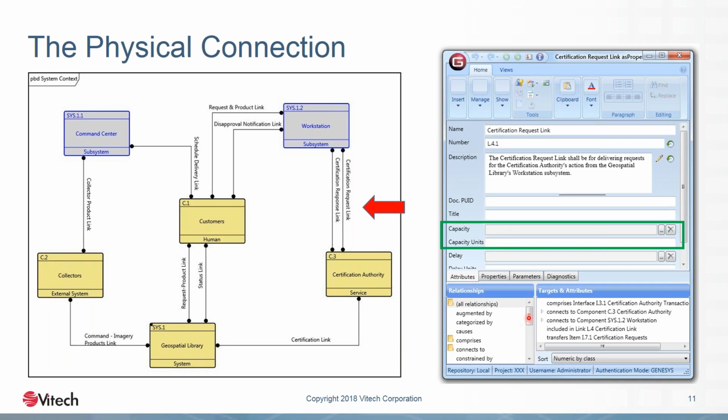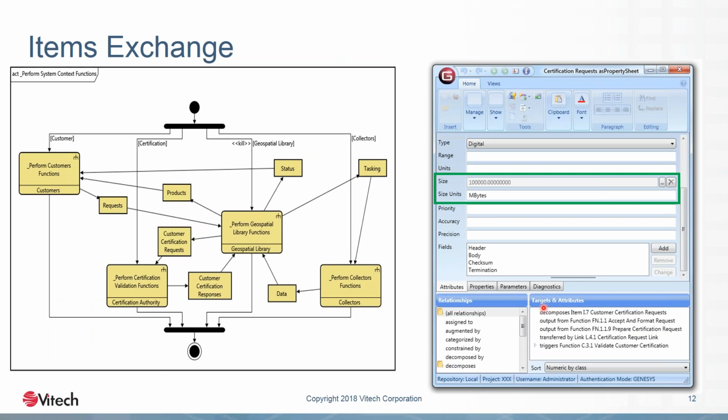And then also at the bottom, you see that the link is part of an interface. It connects two components. It may have other additional link information associated with it, and you see that it's transferring a specific item, the certification request, across it. And that brings us over into the behavioral world, or information or item exchange. So this is where the intelligence actually is being manipulated.